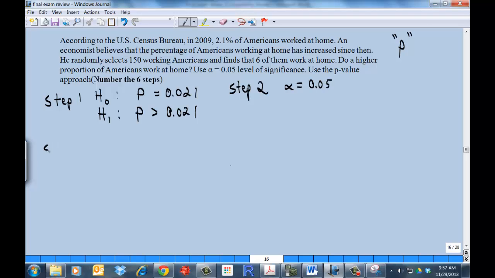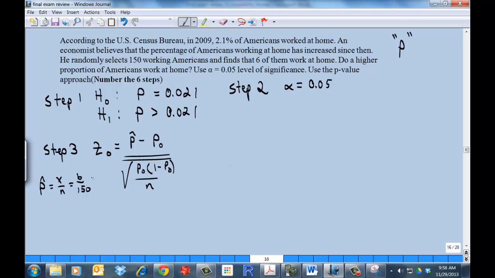Step 3, compute the test statistic, which in this case is P hat minus P0 over the square root of P0 times 1 minus P0 over n. So P hat is X over little n, the sample size, which is 6 over 150, 0.04. P0, the standard, is what it was in 2009, which was 0.021. And then n, the sample size, is 150.